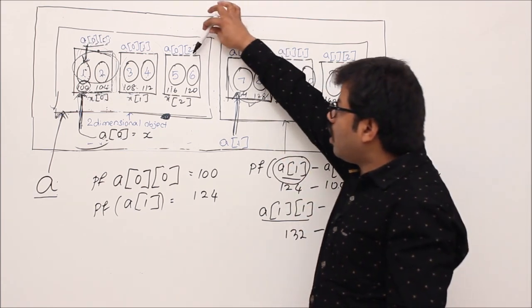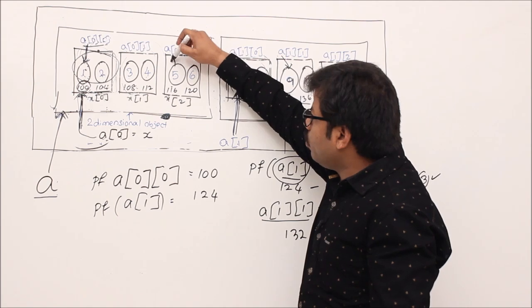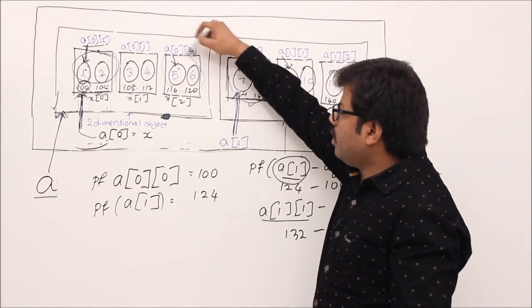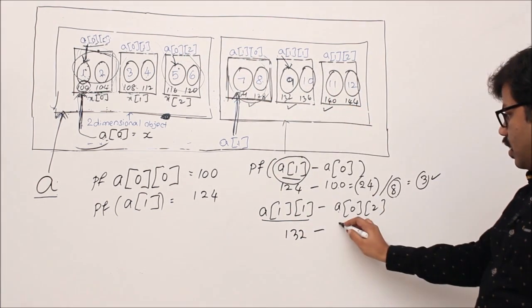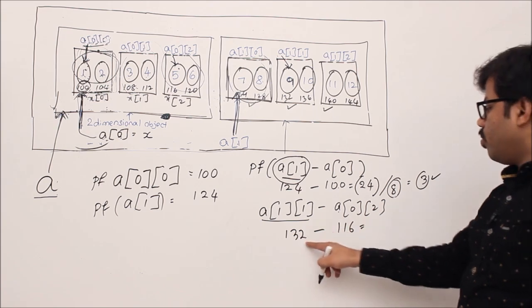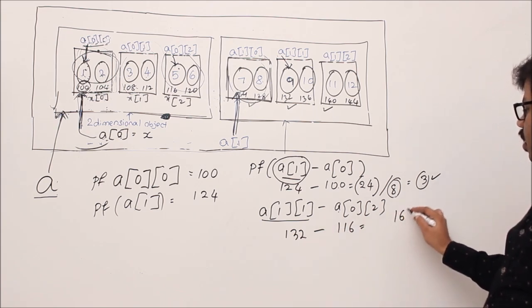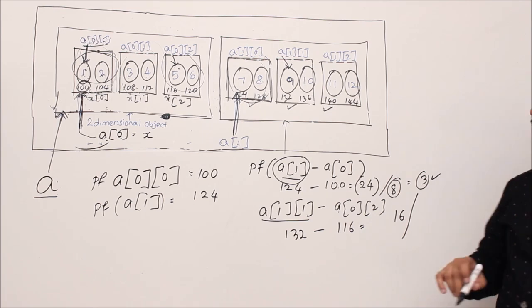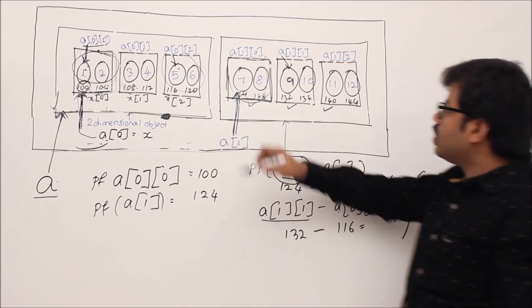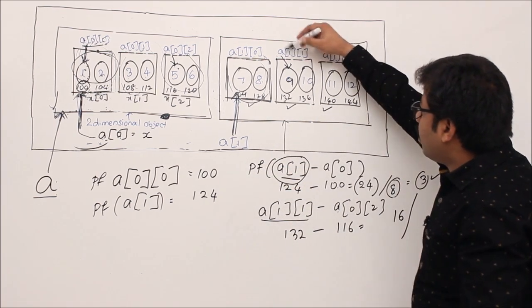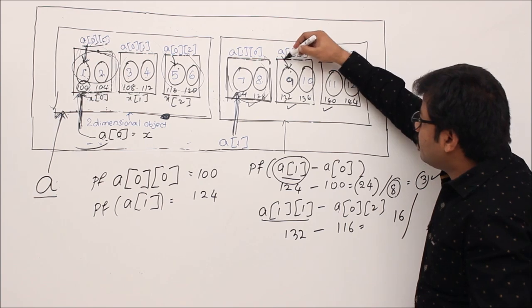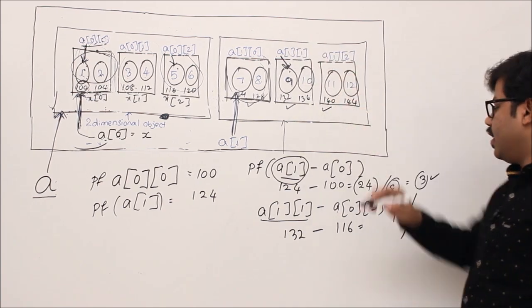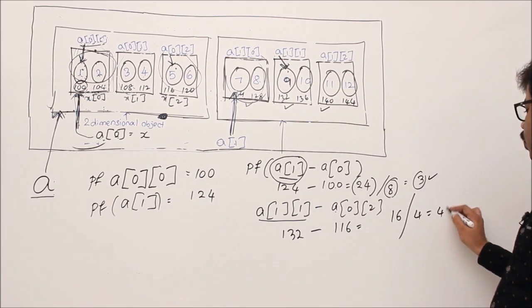A of 0 2 is also a pointer which is pointing to the first integer in this array, that is 116. Then 132 minus 116 is 16, but we have to divide by the size of the object they are pointing to. What is the object size A of 1 1 is pointing to? It is an integer, right? That's why integer size is 4, so you get 4.